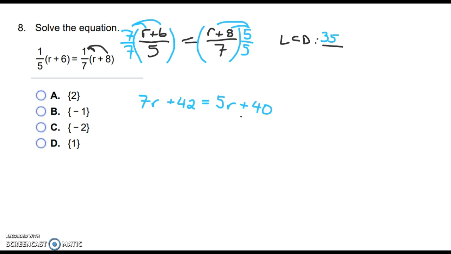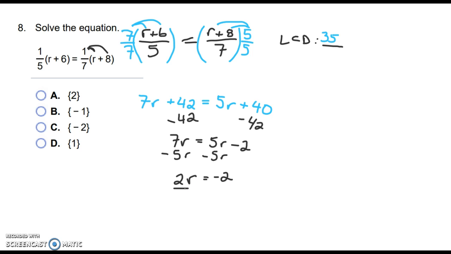And so you can solve that in a lot of different ways. I think I'm going to move the 42. We'll move constants right to be consistent here. So you have 7r equals 5r, positive 40 minus 42 is negative 2. Then we'll move the 5r to the left. 7r minus 5r is 2r equals negative 2. And your last step is to divide both sides by 2. And you'll get r equals negative 1.